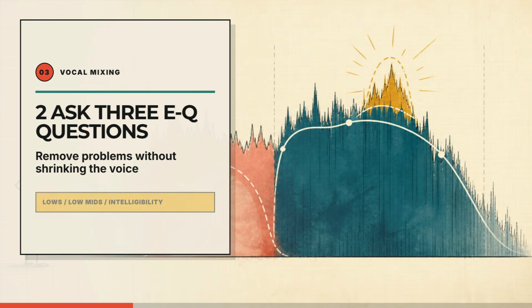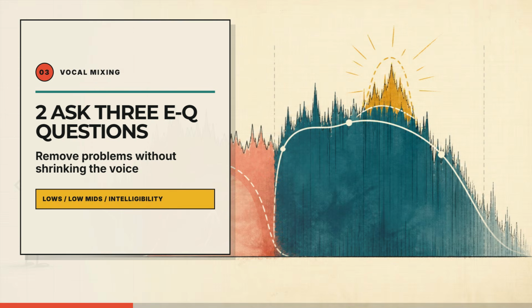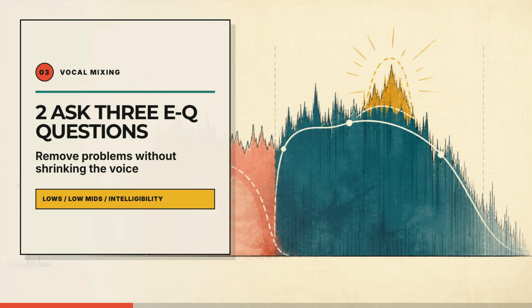Tip 2. Use the 3-question EQ method. The first question is, does the recording contain low-frequency energy that does not belong? Room rumble, stand vibration, traffic, and proximity build-up can use headroom while adding no useful vocal tone. A high-pass filter around 80 to 100 Hz is a common audition point, but listen to the singer's lowest notes. Raise the cutoff until the noise clears, then back away before the voice loses weight.